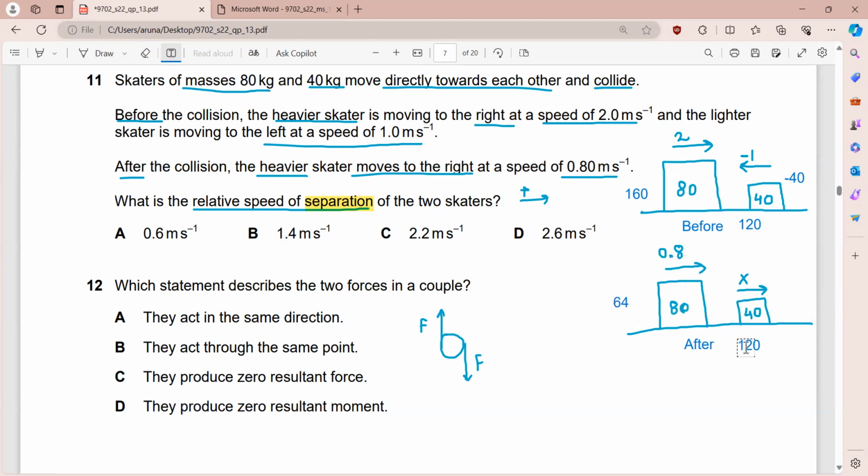So to get 120 from 64, we have to add 56, because 120 minus 64 is 56. So 64 plus 56 will give us 120. But 40 times x should give us 56. So basically, we'll have to figure out x, we'll have to divide 56 by 40. So x is 1.4. x is 1.4 meter per second.